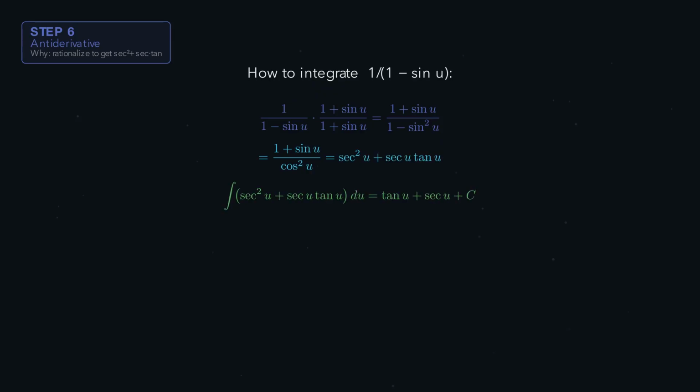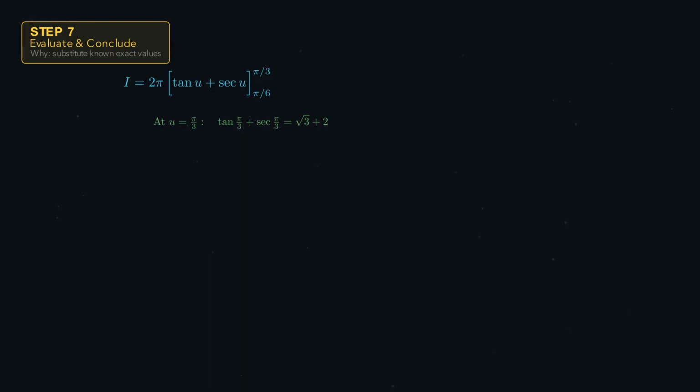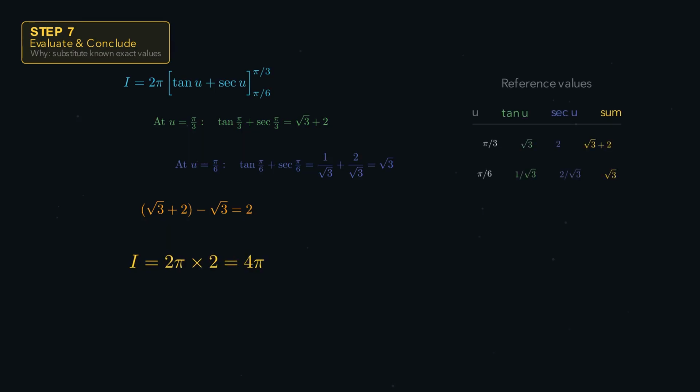Now we rationalize. Multiply top and bottom by 1 plus sine. The denominator becomes cosine squared, and the integrand splits into secant squared plus secant times tangent, which is exactly the derivative of tangent plus secant.